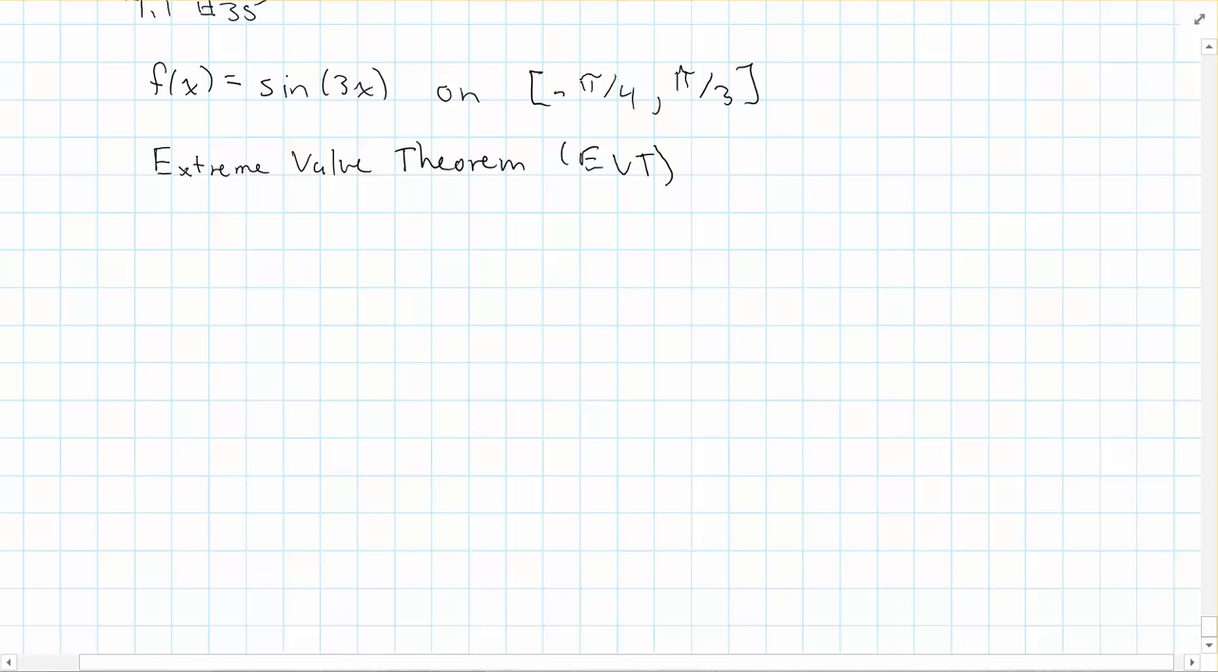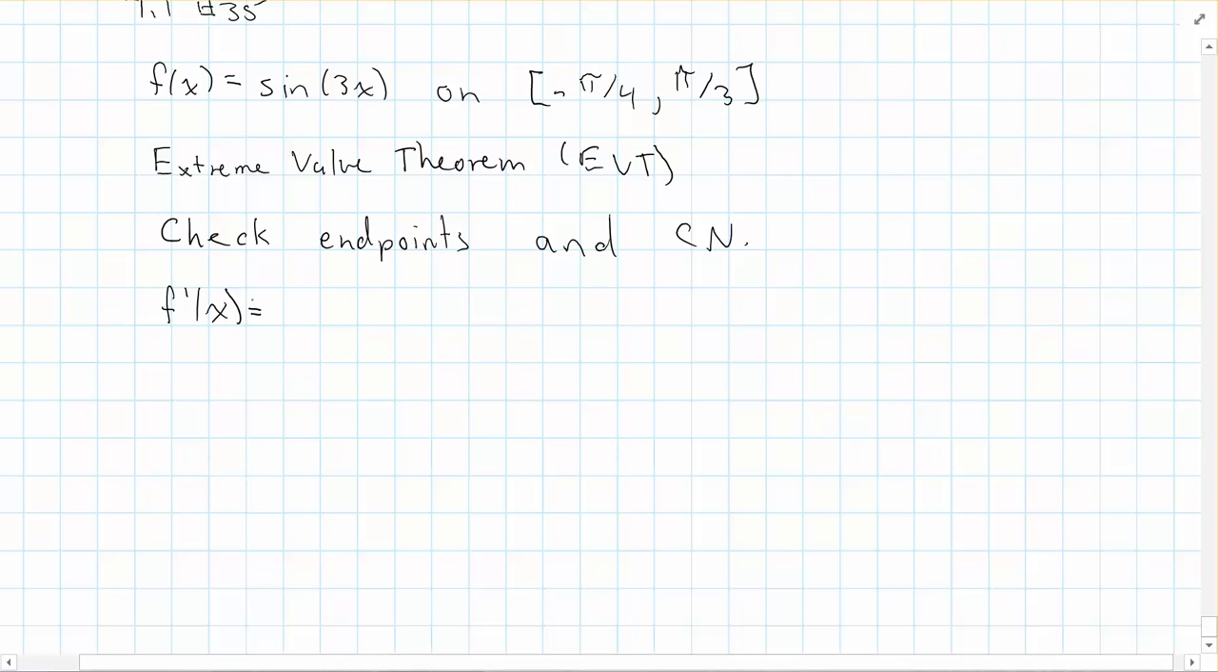And to use the extreme value theorem on this interval, we need to remember that we need to check the endpoints, and we need to check the critical numbers. So we need to find, of course, the critical numbers. So the first thing we should do is get a derivative.